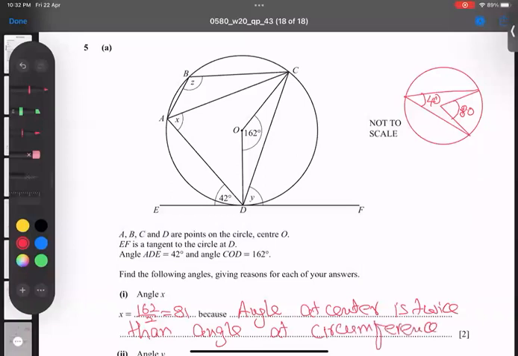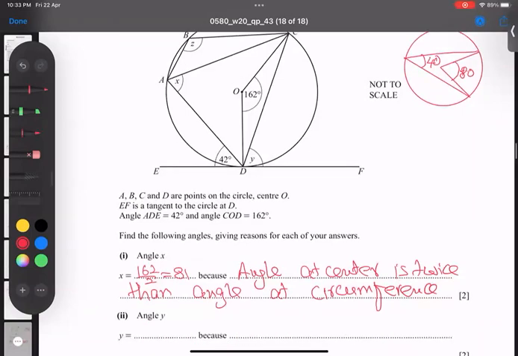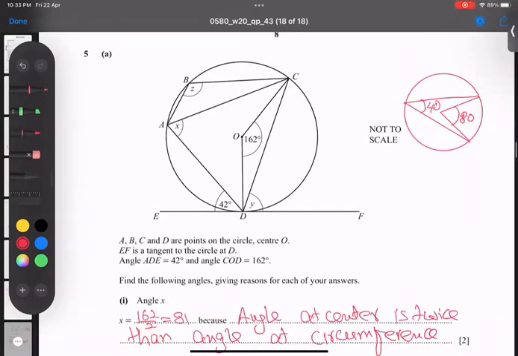Or you can write in opposite, reverse order. Angle at circumference is a half of angle at center. Both are okay. This is done. Let's talk about next part, y. Where is y? Actually, y is here, and you can do it directly. One property we have here, I just show you.